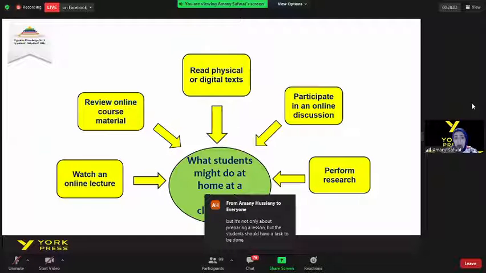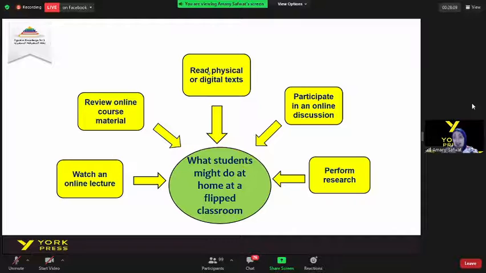Amany, it's not only about preparing a lesson, but the students should have a task to be done. Yes, for sure. Now it's totally different from our preparation long time ago when we were students. So maybe if I am teaching a lesson about the digestive system, we were just talking about primary 3, the digestive system. If I'm going to explain this for them, I, as a teacher, am supposed to go and search the internet, browse the internet for a trusted resource.